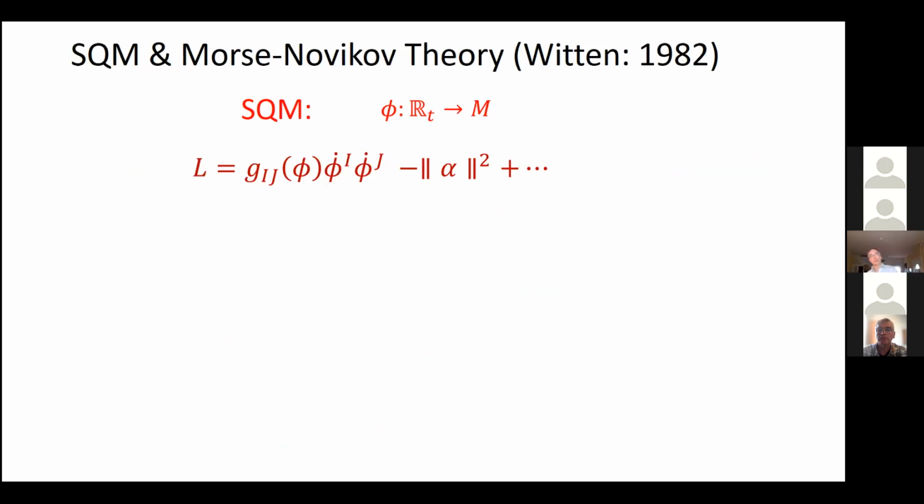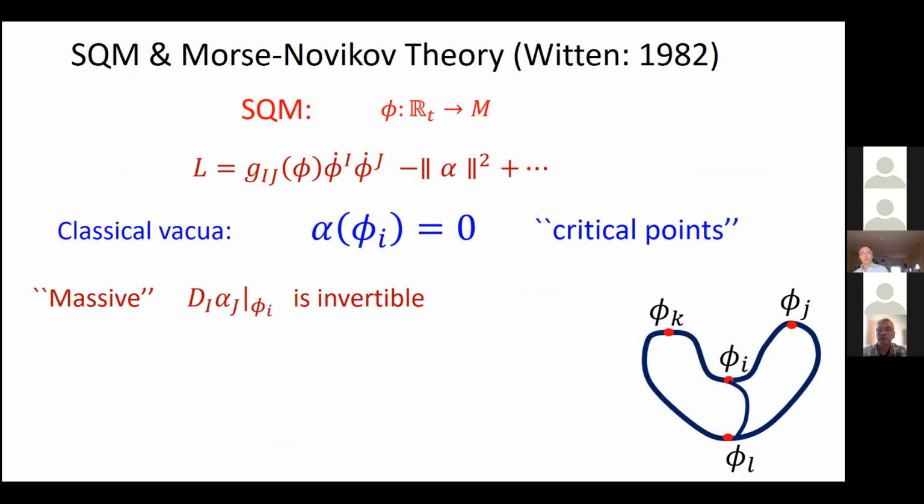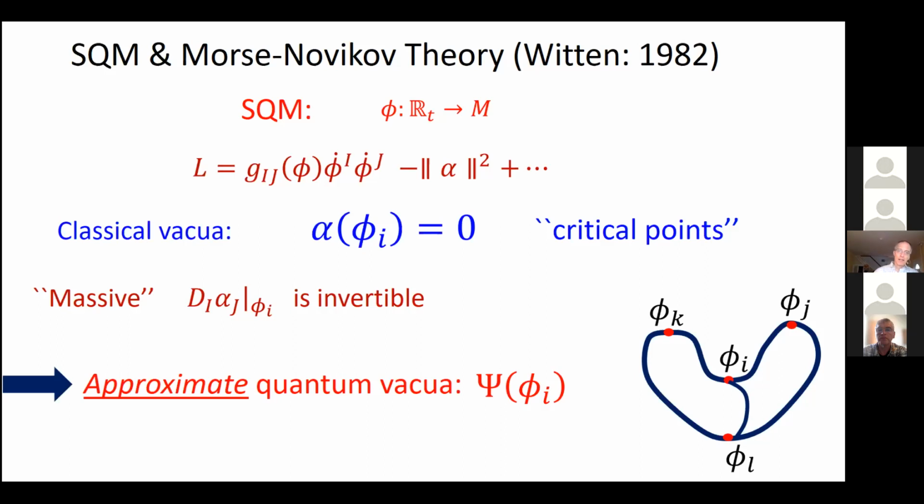So here's the action. The norm squared of alpha is the potential energy. So the classical vacua correspond to the zeros of alpha. I'll call those critical points. We'll assume that they're isolated and that they're massive. And what massive means is, if I consider this matrix of derivatives of alpha, d_i alpha_j, at the critical points, that's invertible.